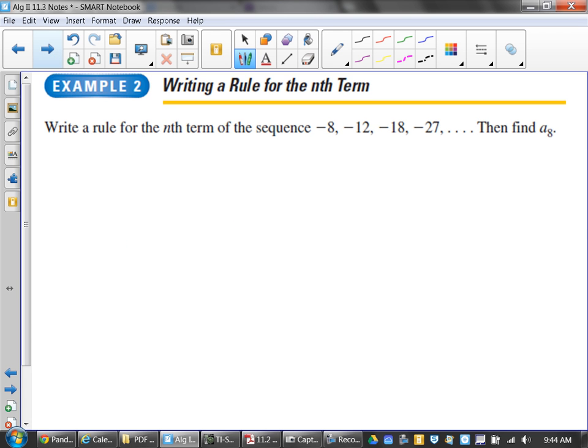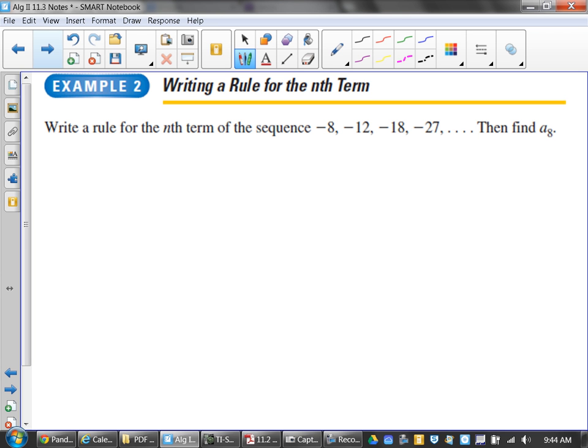All right. So here, let's take it the next step. We'll start with the geometric sequence. It's telling you who it is of -8, -12, -18, -27. We're going to write out the nth rule, and then we're going to figure out what the 8th term is within the sequence. Yes, ma'am.